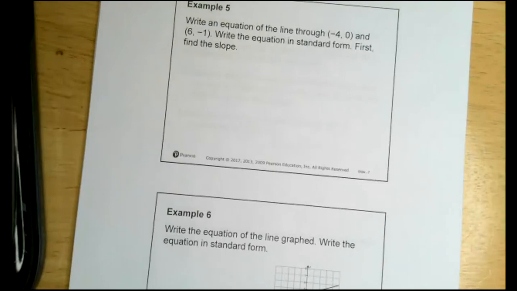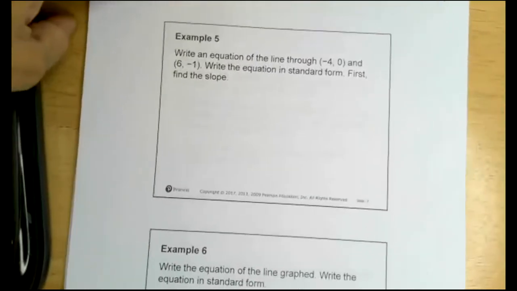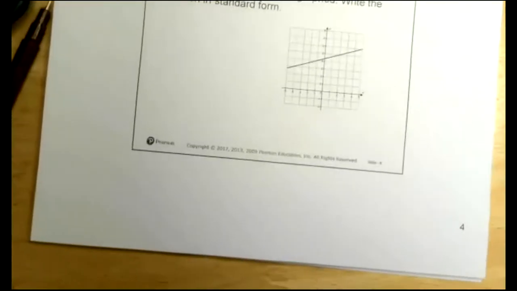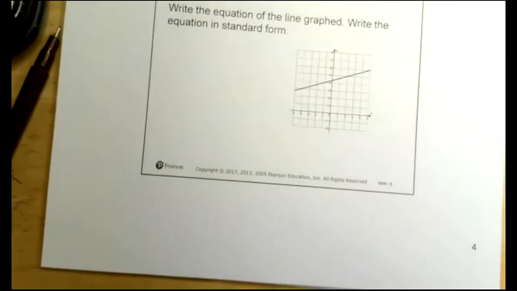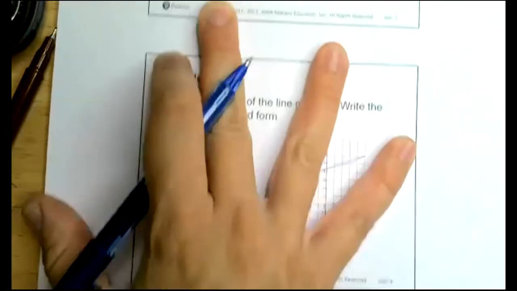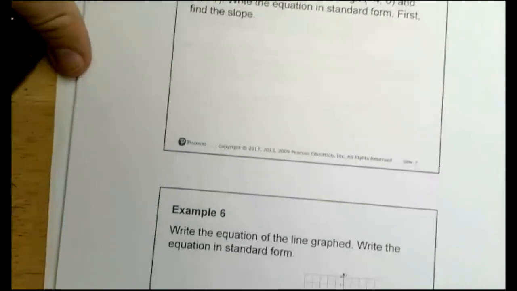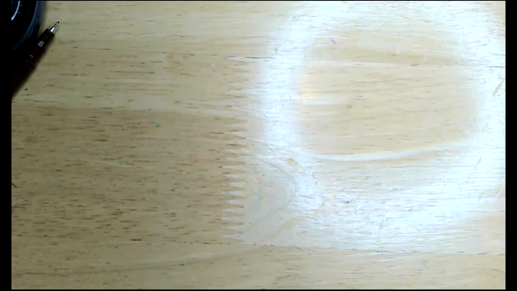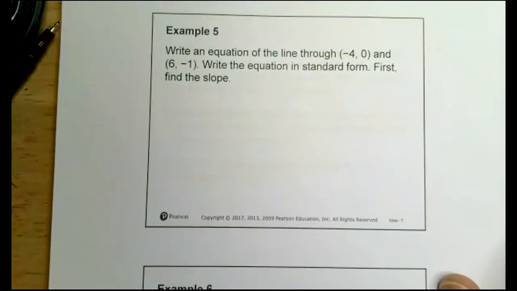Example 5. Write an equation of the line through -4, 0, and 6, -1. Write the equation in standard form. First, find the slope. Sorry guys, the learning curve on this is very, very big, very steep. All right, write an equation of the line through -4, 0, and 6, -1.